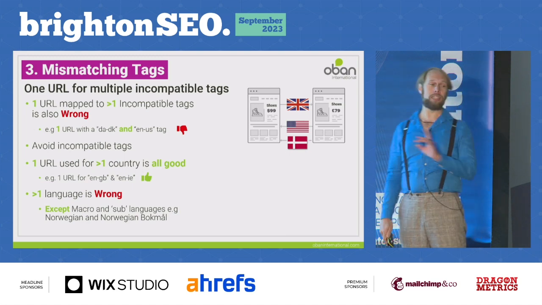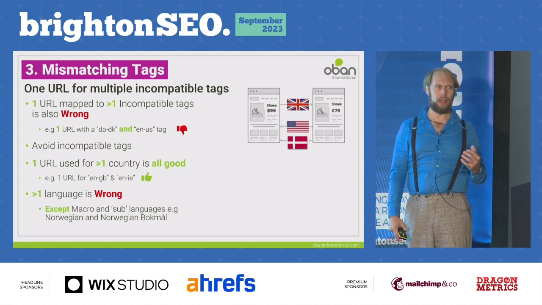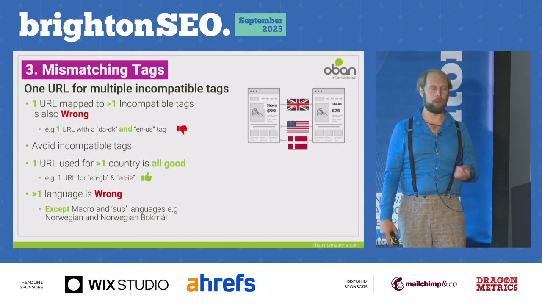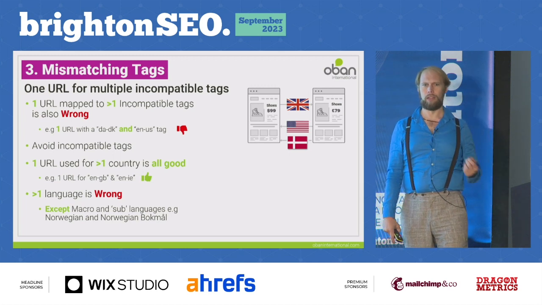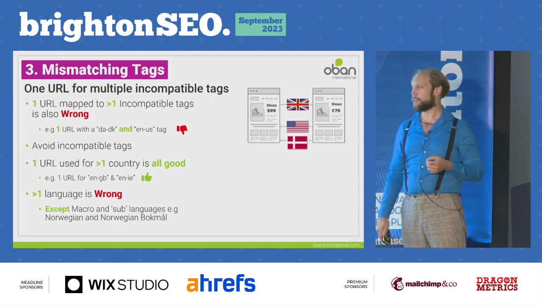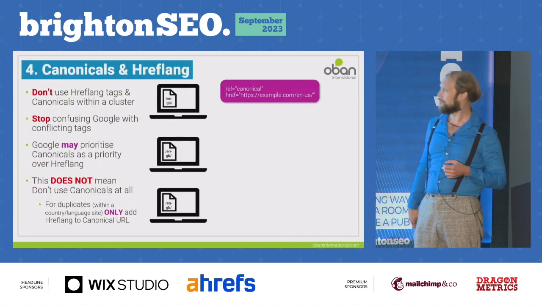choose. The only exception is where you have some macro languages and some sub-languages. There's not that many examples of them. The main one I've come across would be Norwegian and Norwegian Bokmål, and you can have codes for both of those languages. So let's fix that one.